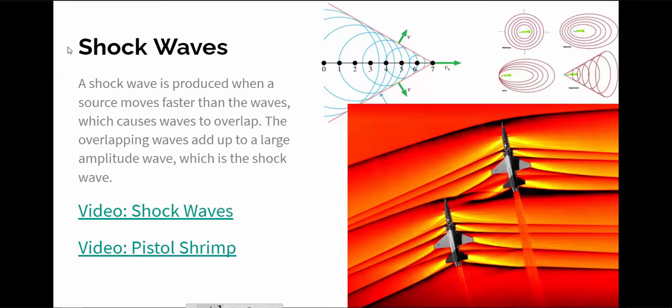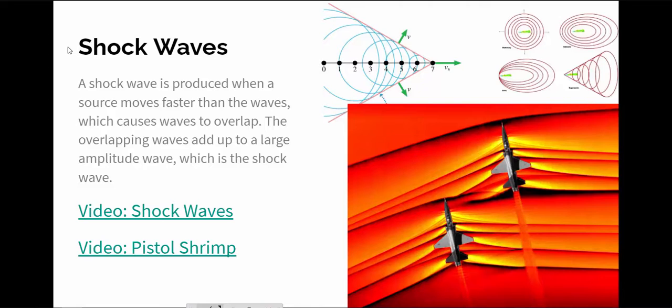That's the shock wave. There are a couple of videos which you can watch on your own about shock waves and the pistol shrimp. The pistol shrimp and the mantis shrimp use their claws to stun prey. Think about snapping your fingers. They do something like that, but they don't have fingers. They close their claws so quickly that it creates a shock wave that will knock other animals unconscious.